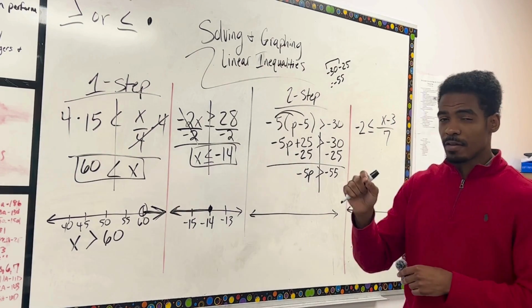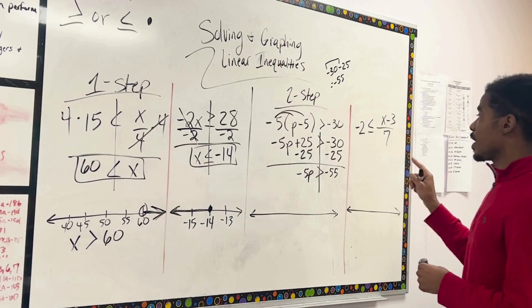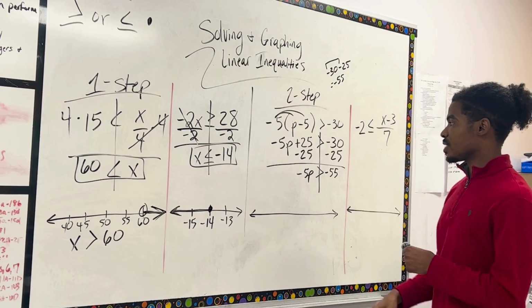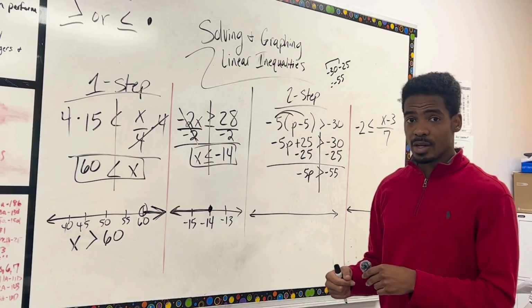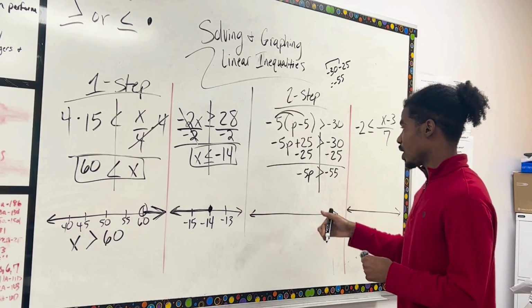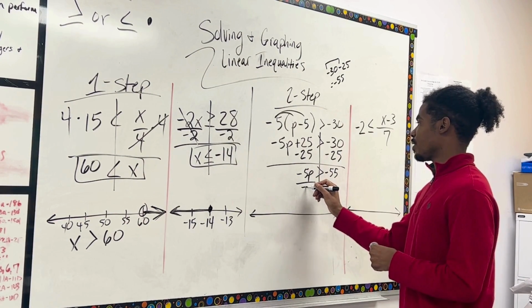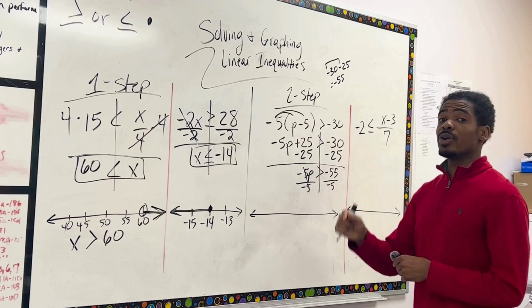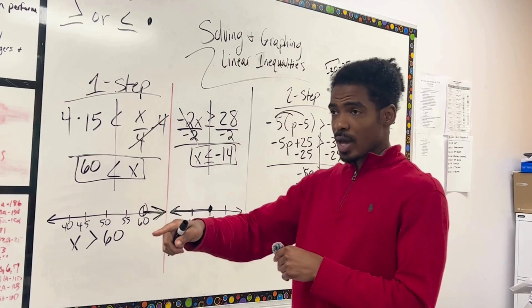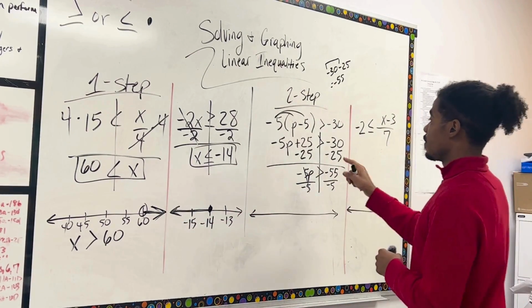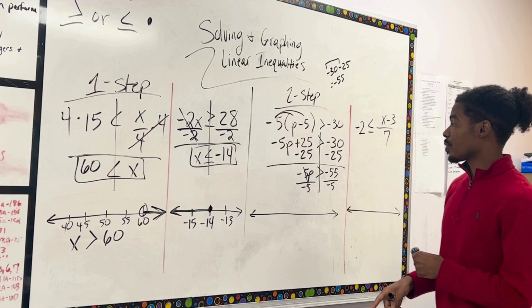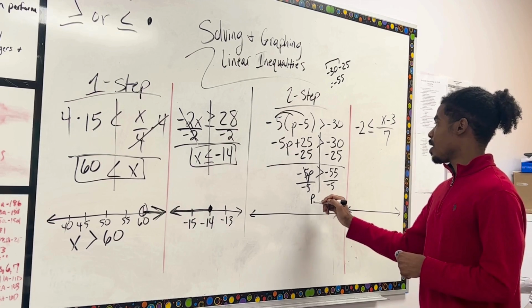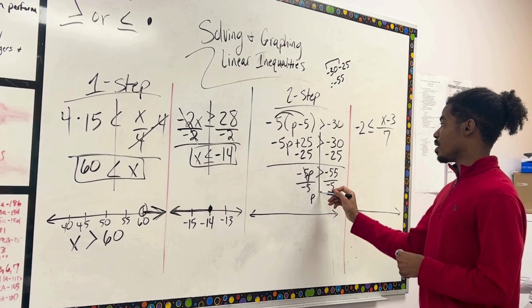So if I've got -5p is greater than -55, I want to get this p by itself. A number and a variable together is multiplication. To undo that, we're going to divide. So divide by -5, divide by -5. When you're dealing with inequalities, if you multiply or divide by a negative number, you've got to flip it. So p, that greater than is going to become less than.